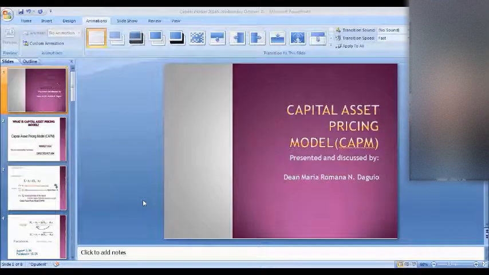All right, so for today's class, what we are going to discuss is the capital asset pricing model, or the CAPM.